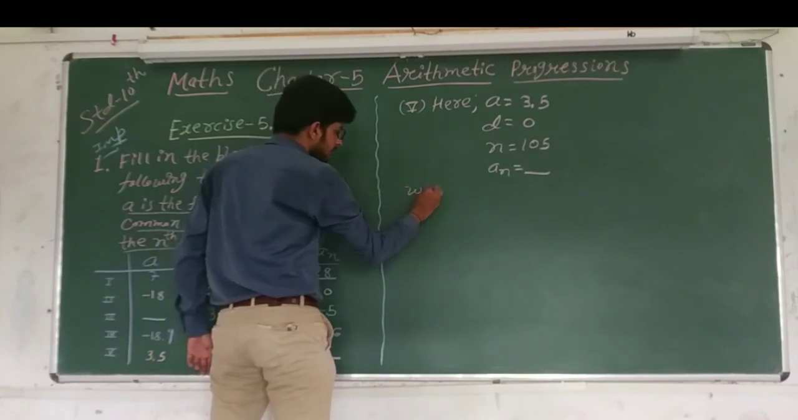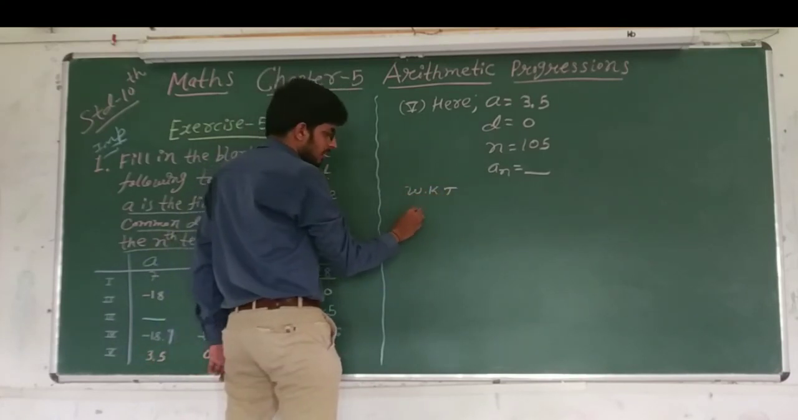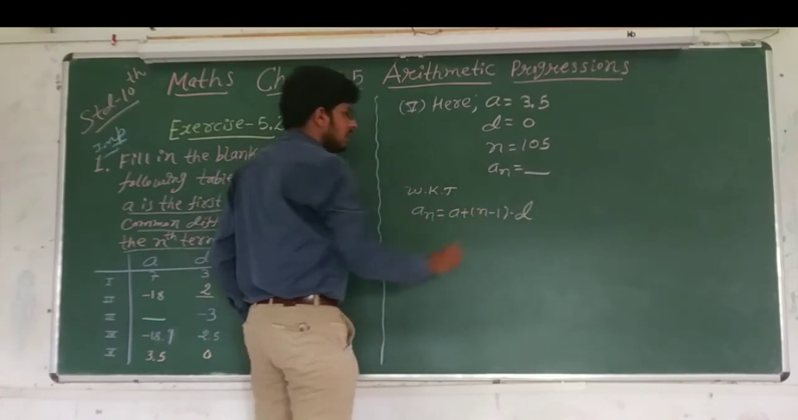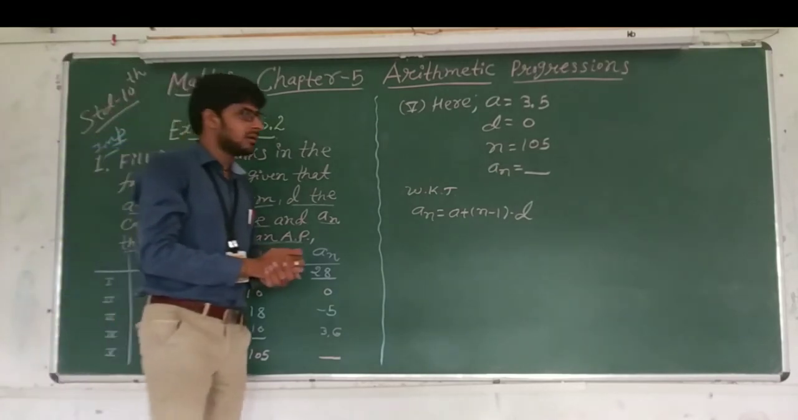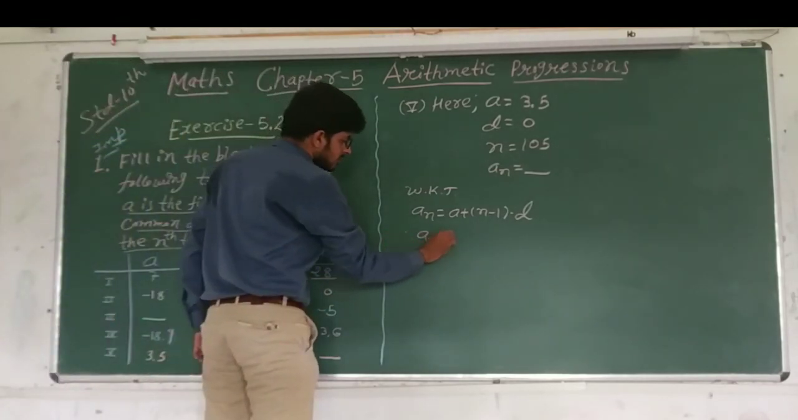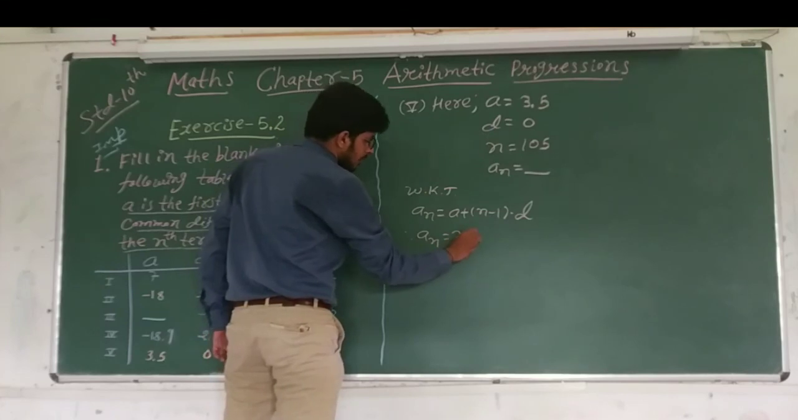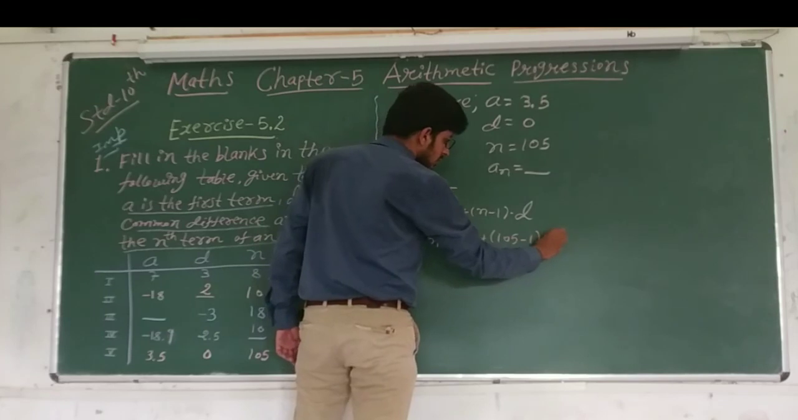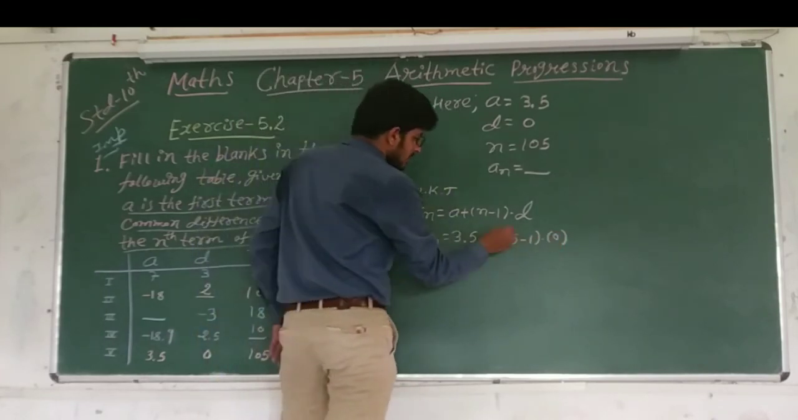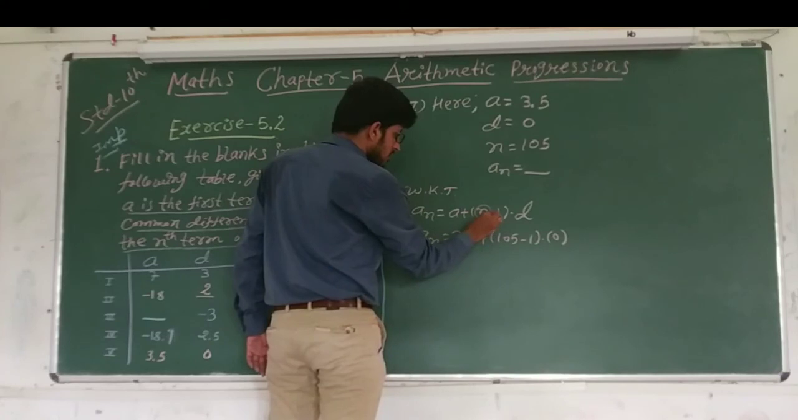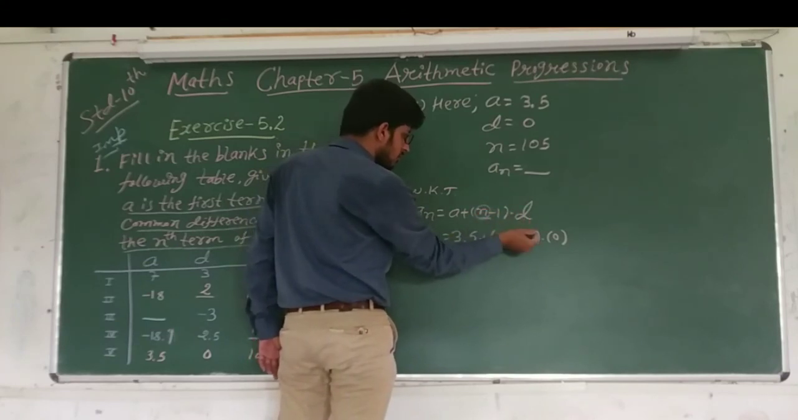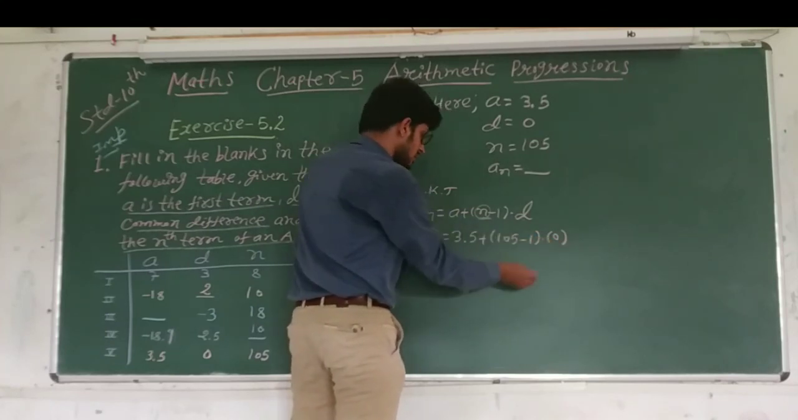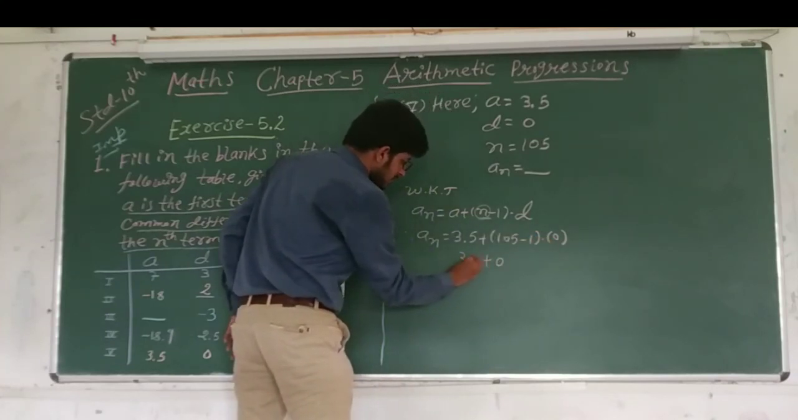So we know that the nth term of an AP is an is equal to a plus n minus 1 into d. Now we have to put the values of a, d and n. So here an is equal to, the value of a is 3.5 plus the value of n is 105 minus 1 and the value of d is 0. Observe that. So whatever the value of n is, the answer is 0, because d is 0. So we have to multiply 0 with whatever number, so the answer will be 0. So here 104 into 0, the answer is 0.